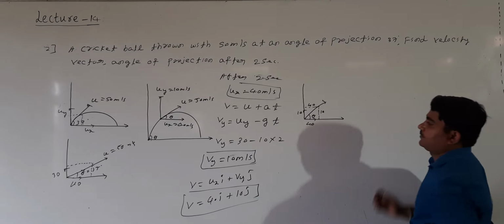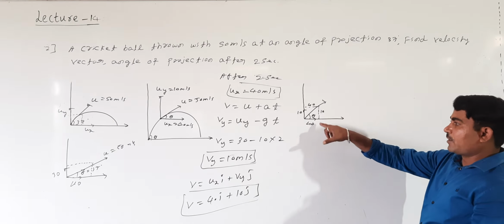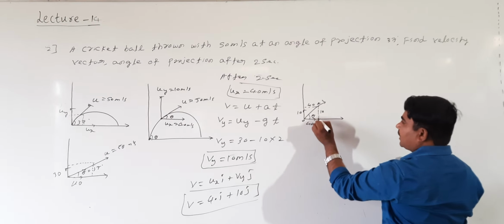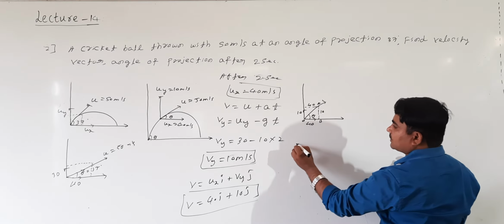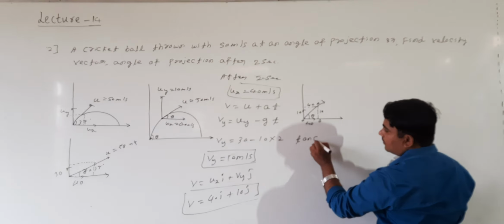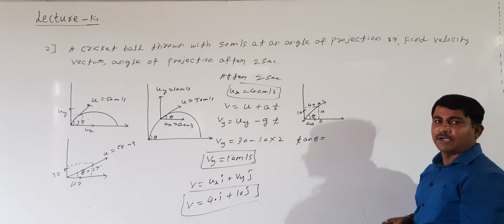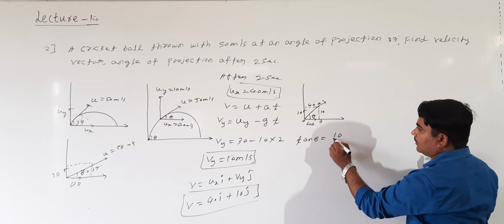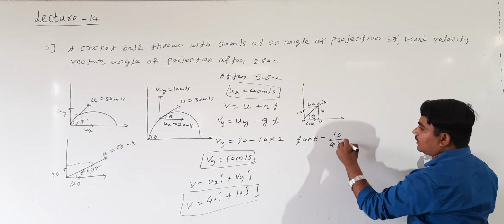It is theta. Right. Then from this I will take tan theta. See here, from this triangle OAB I will take tan theta directly. What is tan theta? Tan theta, angle of projection. Right. Opposite by adjacent. What is opposite? 10. Adjacent 40. The 10 gets cancelled.